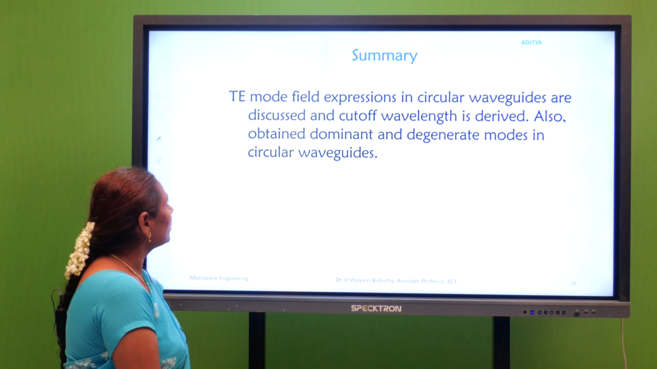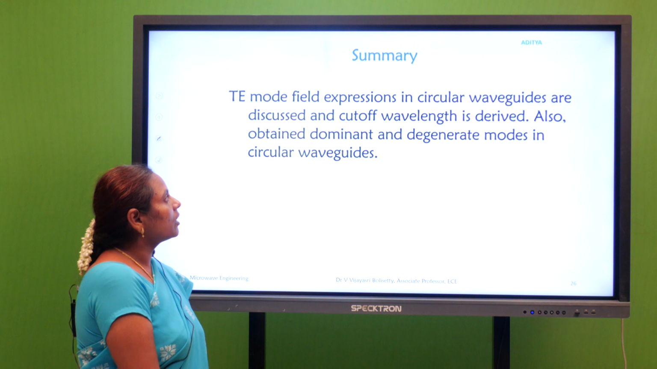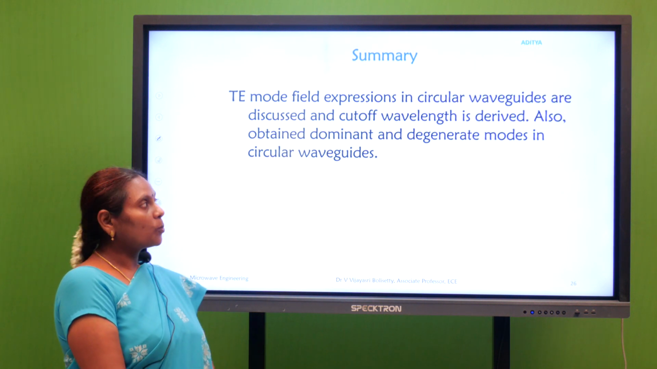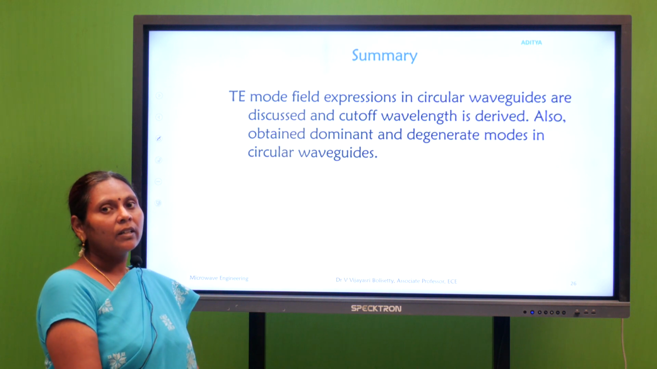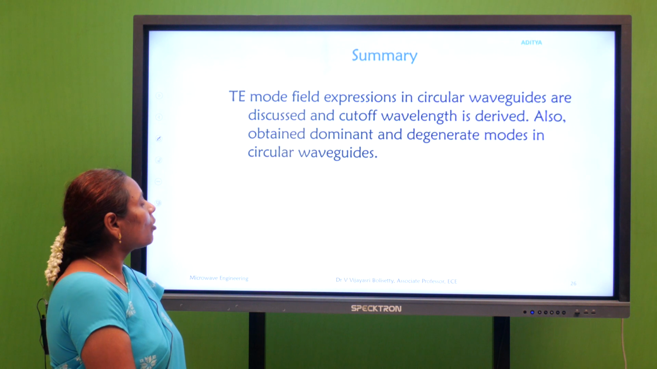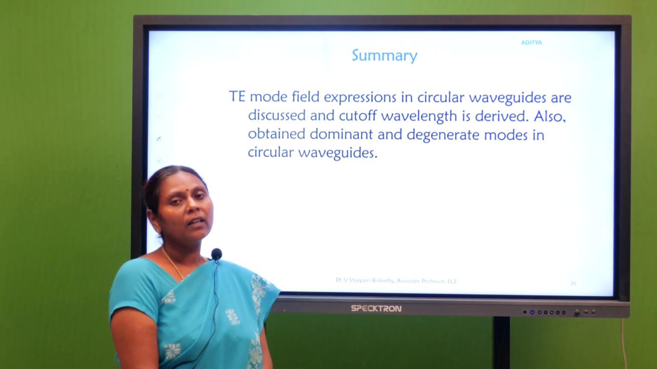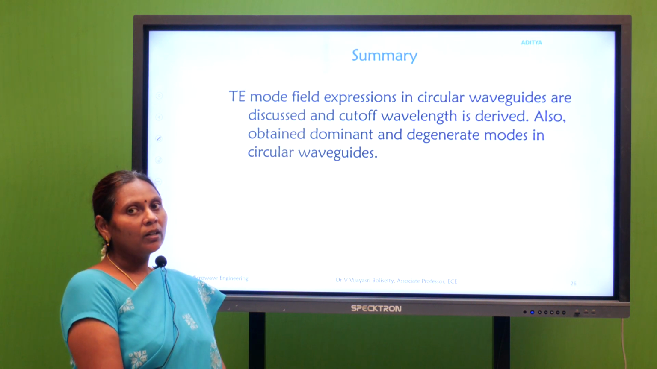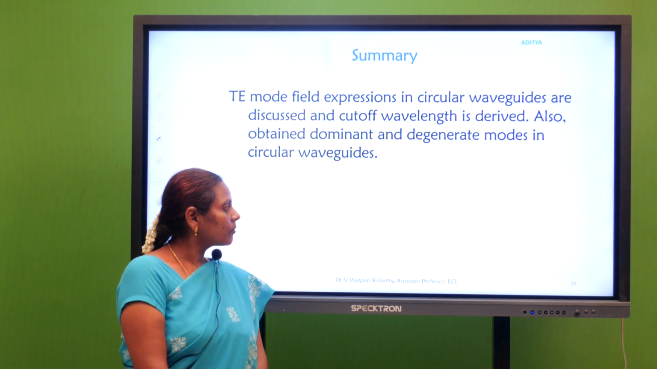So, let us see the summary. In this session, we have discussed circular waveguides, the TE mode that is propagating, the TE wave equation and the field expressions in the circular waveguides. We have also derived the cutoff wavelength, and from the cutoff wavelength we found the dominant mode and the degenerate modes in the circular waveguides. Okay, thank you.